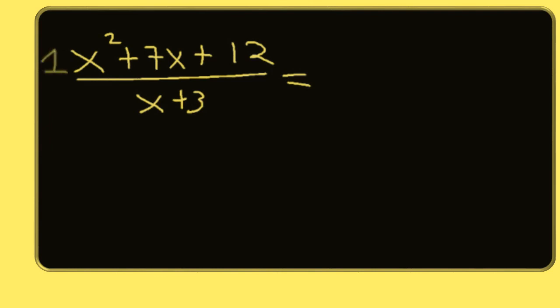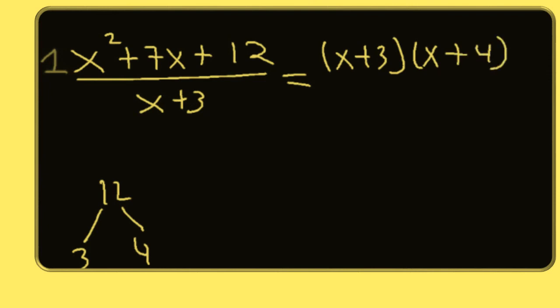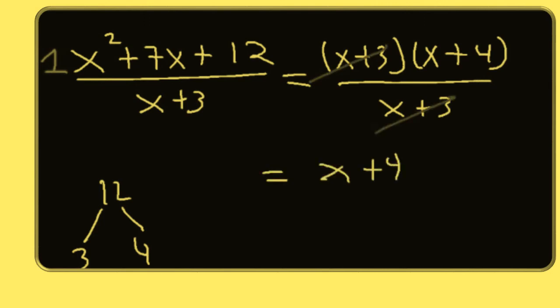To factor the trinomial, we need to find 2 numbers that multiply to 12 but add to 7. 3 times 4 is 12, and 3 plus 4 is 7. So we can factor it as x plus 3 times x plus 4. Now we cancel these 2 terms. So x squared plus 7x plus 12 divided by x plus 3 is x plus 4. That is how you can divide polynomial expressions by factoring. Just factor and cancel.